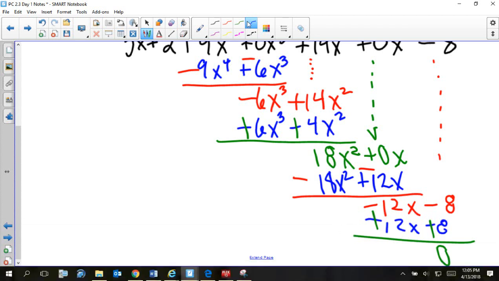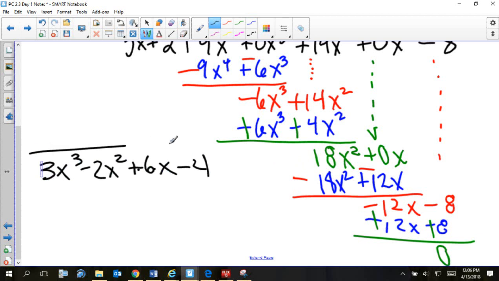So our quotient is 3x to the third minus 2x squared plus 6x minus 4.